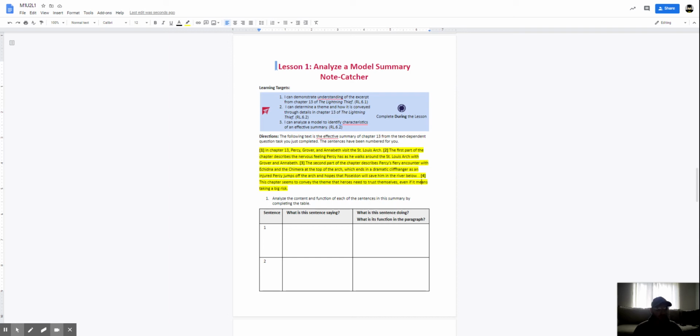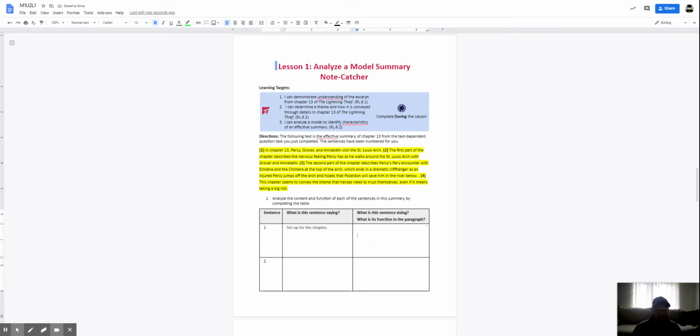So what we're going to do now is fill out this note catcher. You're going to go sentence by sentence. You're going to tell me what that sentence is about, and what it is doing. So let's look at the very first one. In Chapter 13, Percy, Grover, and Annabeth visit the St. Louis Arch. So this is just giving us a setup for the chapter. It's giving us setting and it's giving us characters.